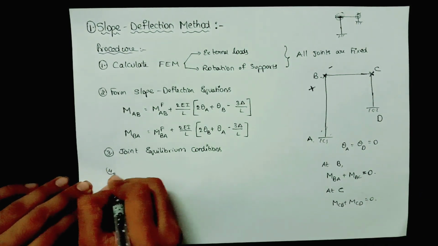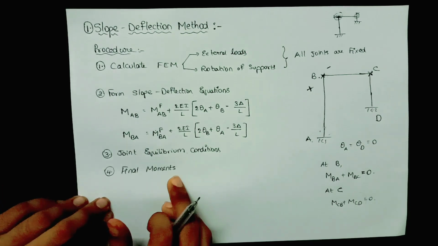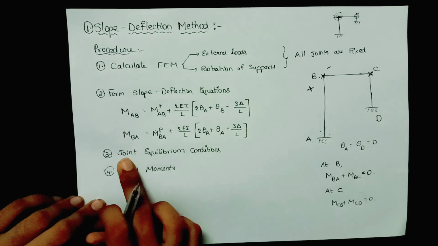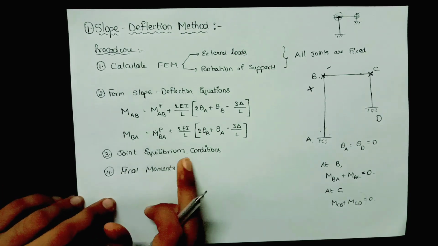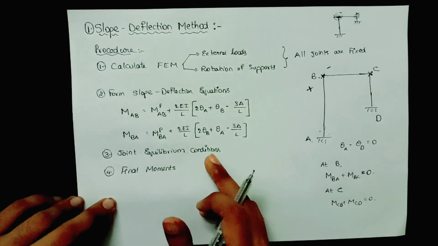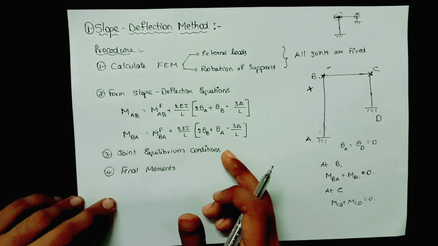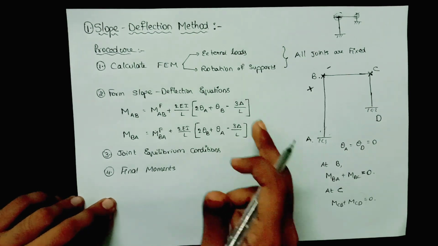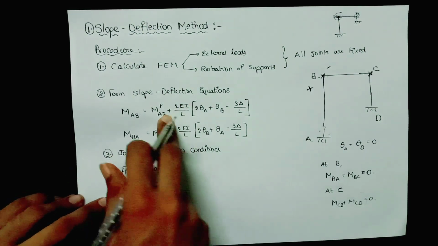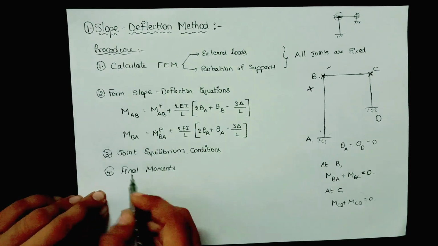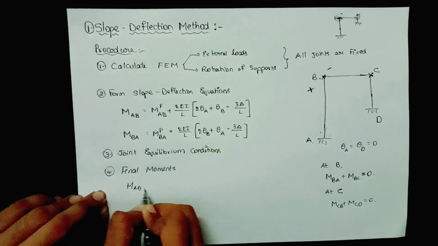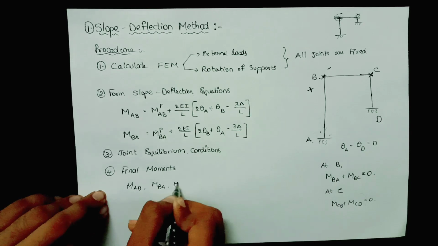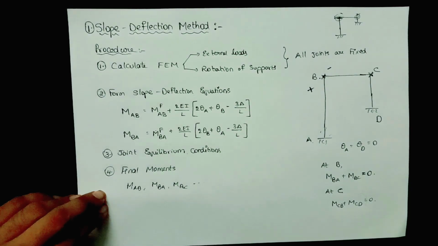The next step is the calculation of final moments. In the third step we get some equilibrium equations. On solving those equilibrium equations we get the unknown values. We place those unknown values in the step 2 equations and calculate the final moments M_AB, M_BA, M_BC and so on, whatever the members may be.